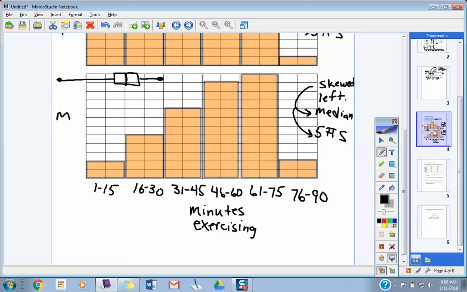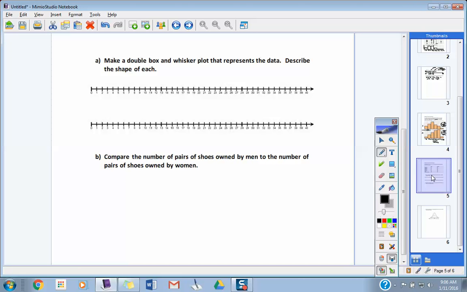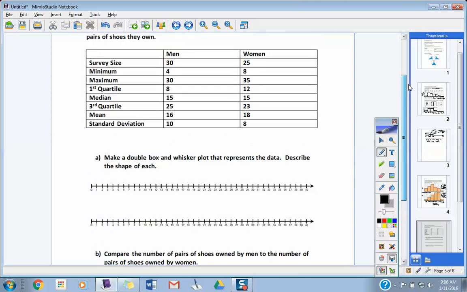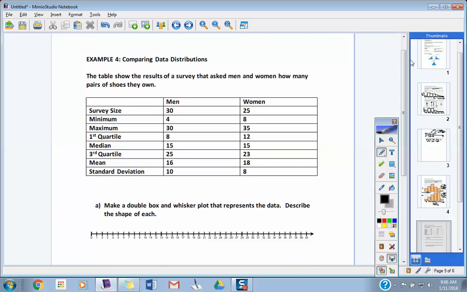Oh, I should back up. Do you guys have all that? Yeah. Okay. Again, the notes look kind of long, but there's a lot of writing for this.